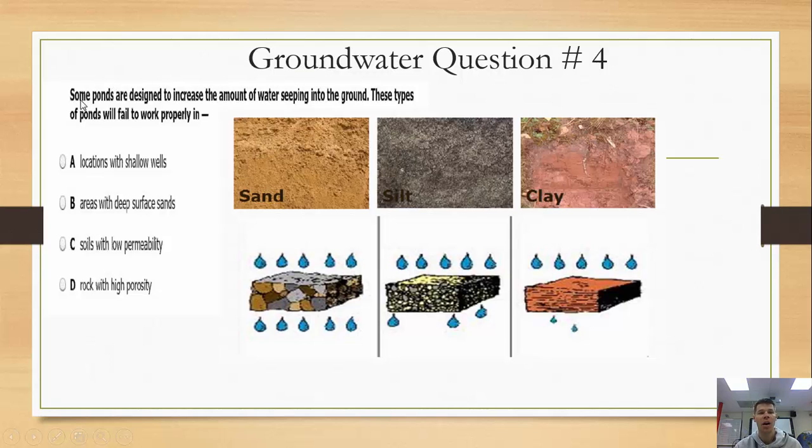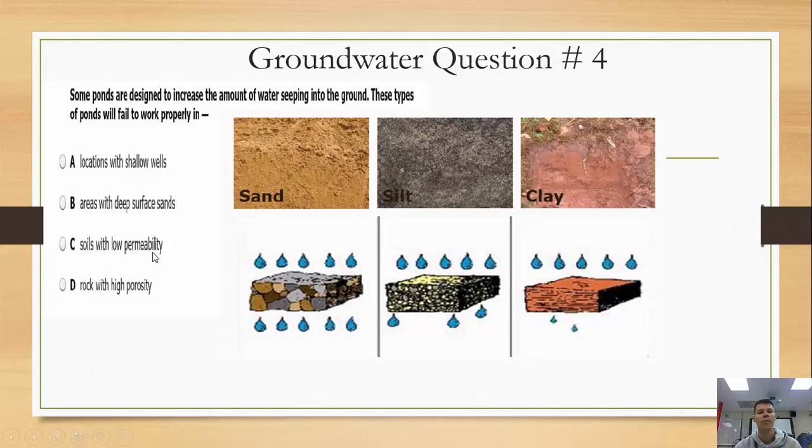So our question is, some ponds are designed to increase the amount of water seeping into the ground. These types of ponds will fail to work properly in locations with shallow wells. That doesn't have anything to do with it. Areas with deep surface sands. That would be the opposite. A lot of sand would allow the water to seep through like it was designed to.